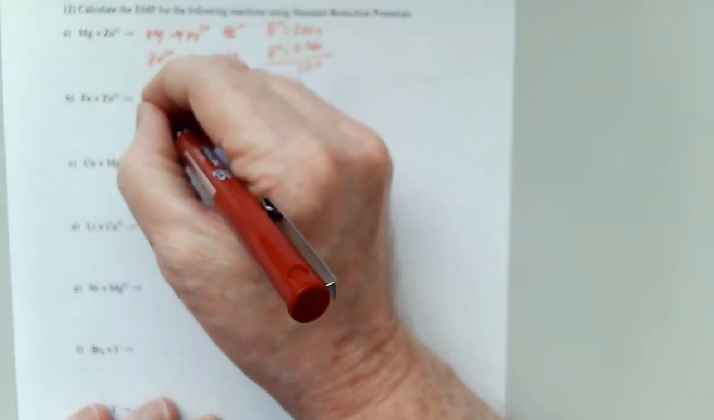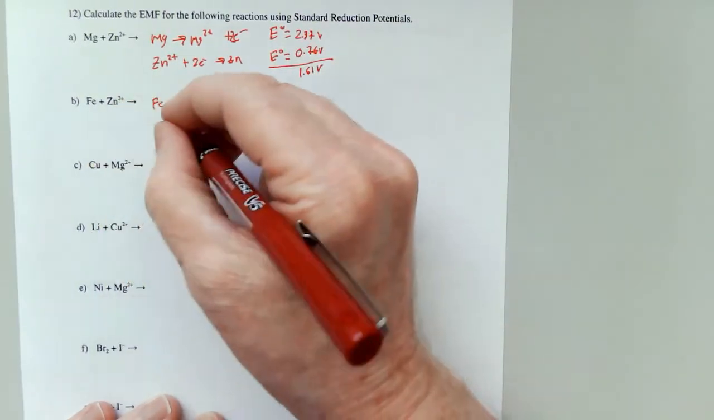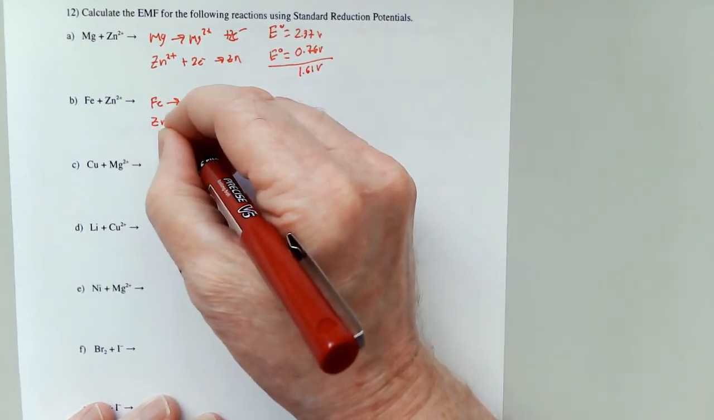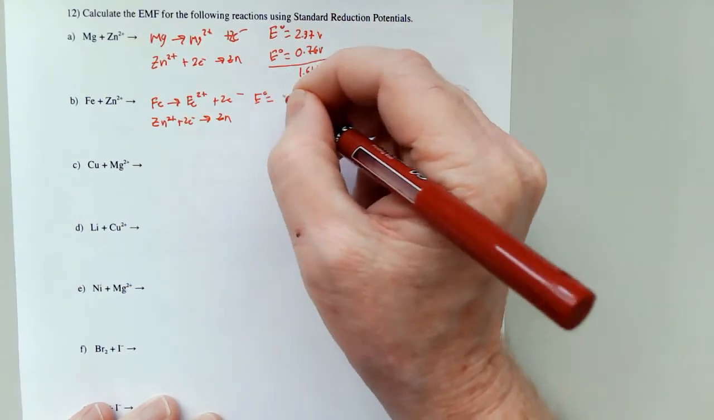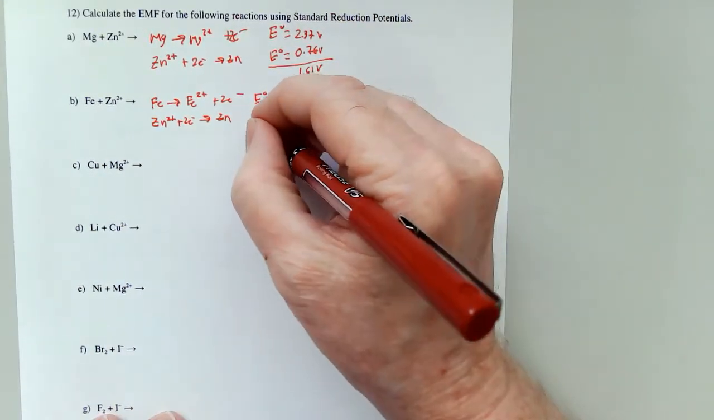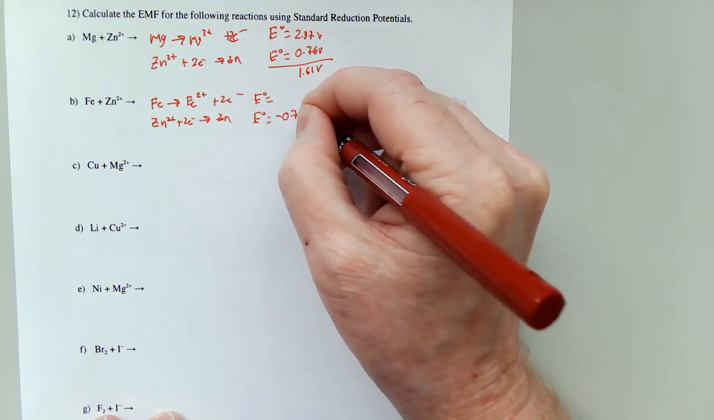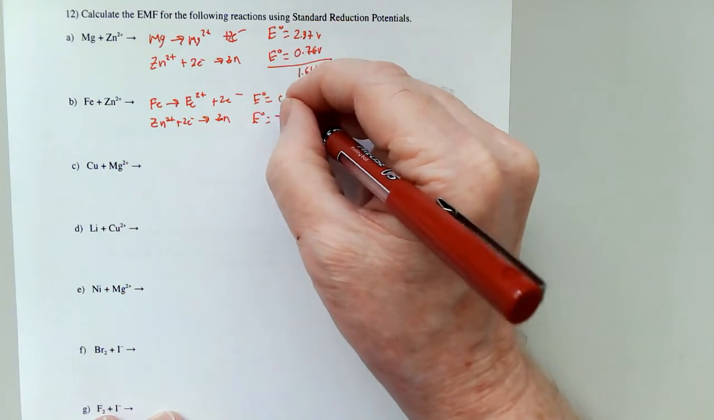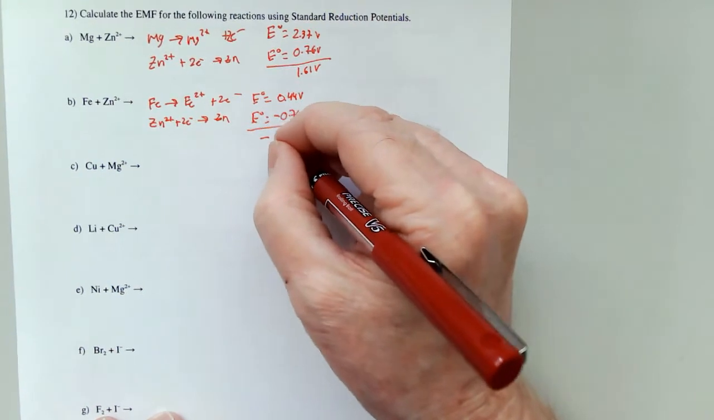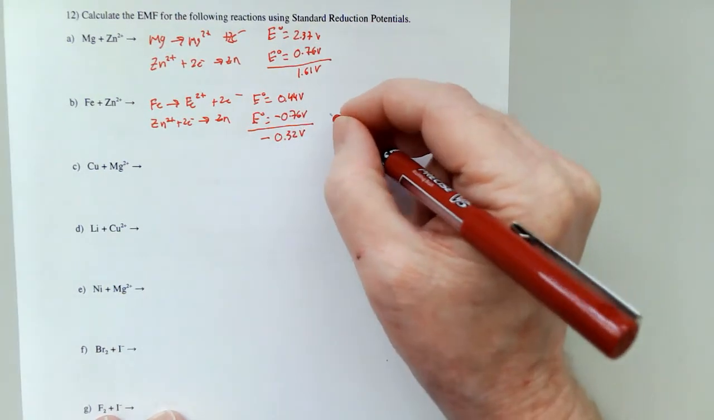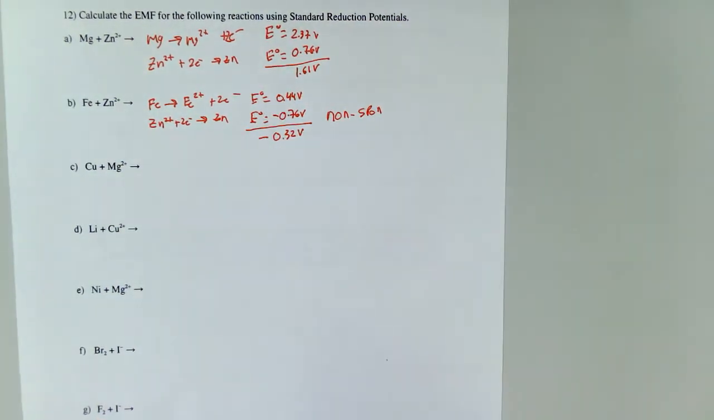So here the Fe will turn into Fe2 plus 2 electrons. Zn2 plus 2 electrons will give me Zn. So if I go to that table again and look up these values, this is negative 0.76 volts, and then this first one will be 0.44 volts, and that adds up to negative 0.32 volts, and that's a non-spontaneous reaction. Because that's negative, this doesn't happen.